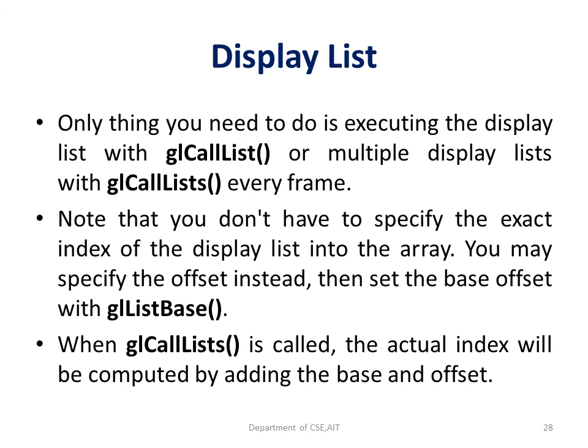Whenever we want to execute a display list, we can make use of the glCallList API. If I want to execute multiple display lists at a time, then we can make use of glCallLists every frame, so we don't have to specify the exact index of the display list. You can also specify the base offset, the range offset, by making use of glListBase. So whenever glCallLists is called, the actual index will be computed by adding the base and the offset, and then that display list will be executed.